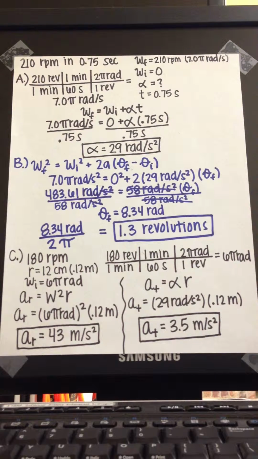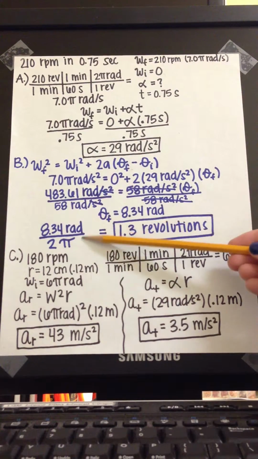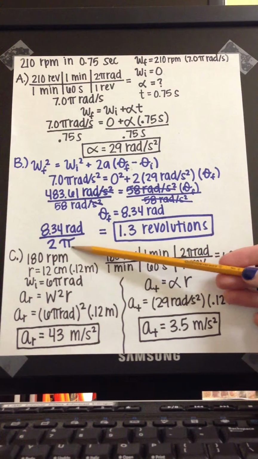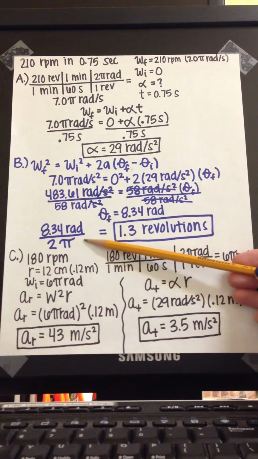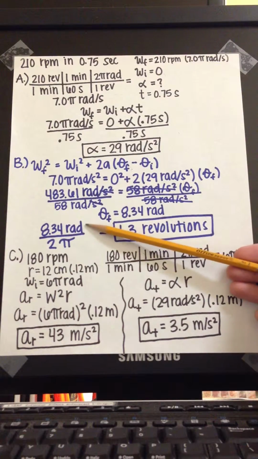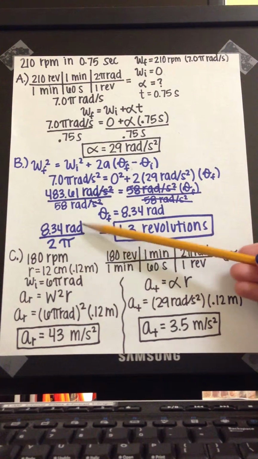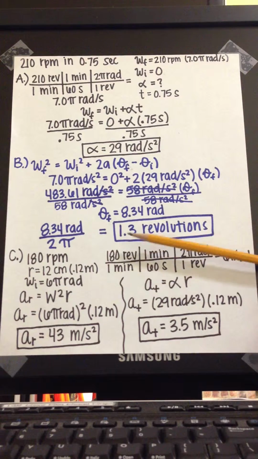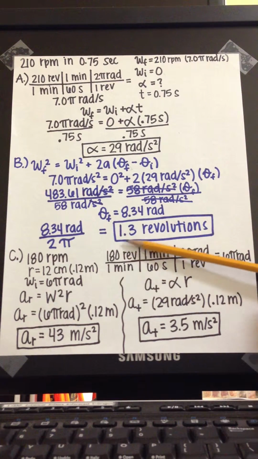In order to convert radians to revolutions, you have to divide by 2 pi because 2 pi is 1 revolution. So when you divide 8.3 radians by 2 pi, you get that the wheel went 1.3 revolutions.